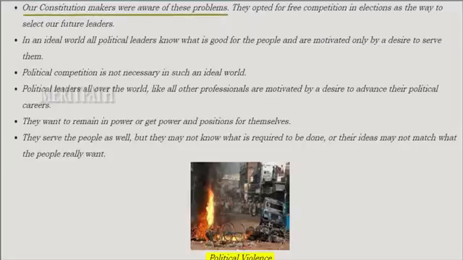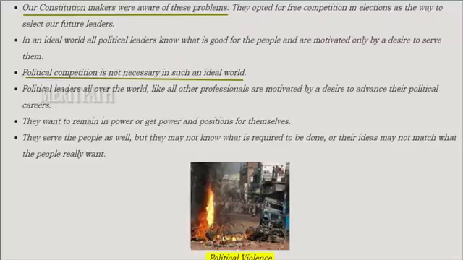Our constitution makers were aware of these problems. They opted for free competition in elections as the way to select our future leaders. In an ideal world, all political leaders know what is good for the people and are motivated only by a desire to serve them. Political competition is not necessary in such an ideal world.